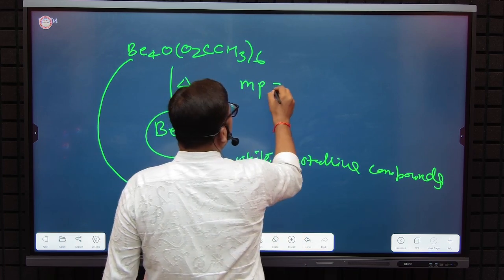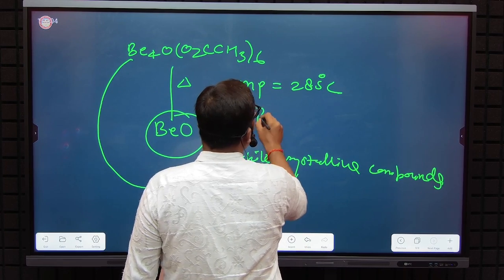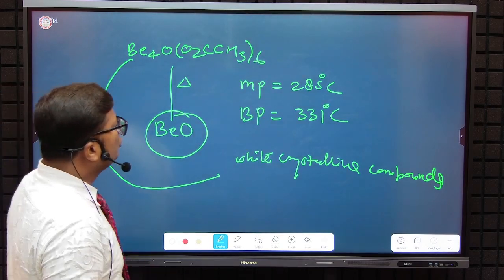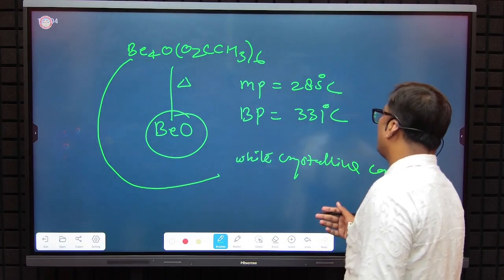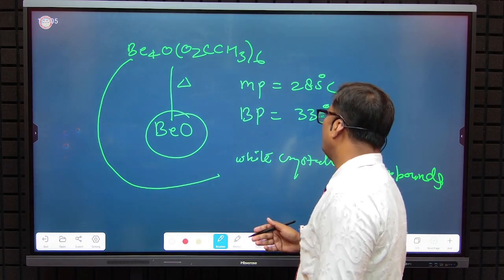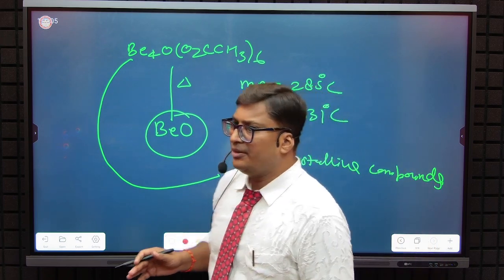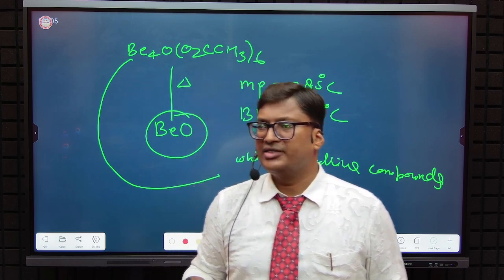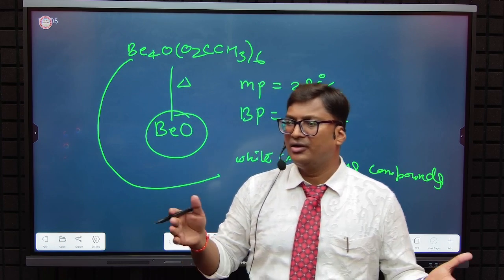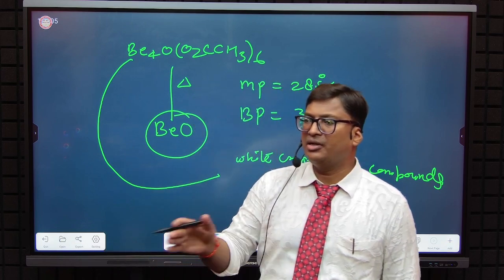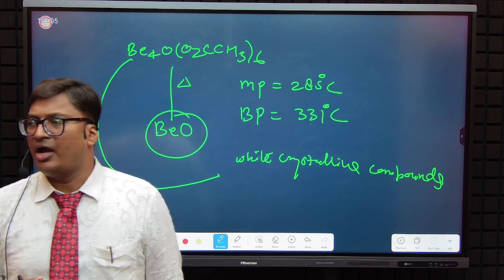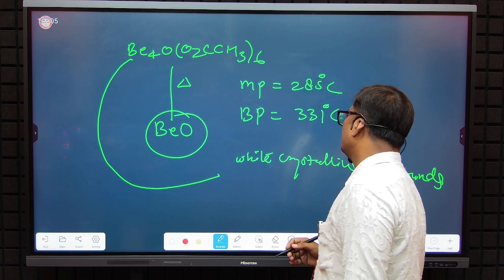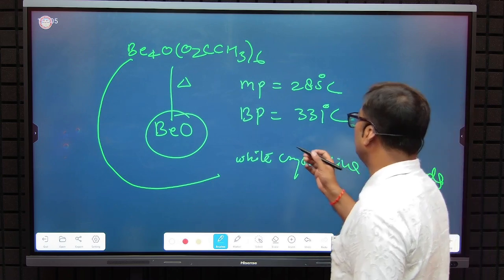It has a melting point around 285 degrees centigrade and a boiling point of 331 degrees centigrade. It undergoes sublimation without decomposition, right? So this is the chemistry and property of this particular complex. This is what we call basic beryllium acetate, where 4 beryllium atoms occupy the tetrahedral corners and 6 acetate ligands act as bridging ligands between any two beryllium corners, occupying the edges of the tetrahedron, and the central oxygen atom bonds to each beryllium in a 4-bond fashion.